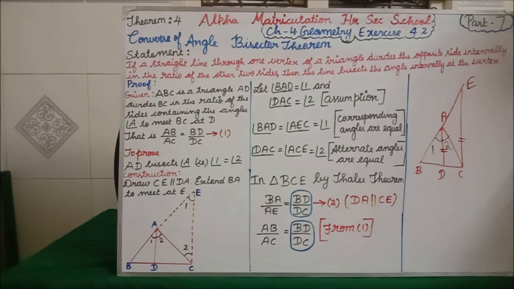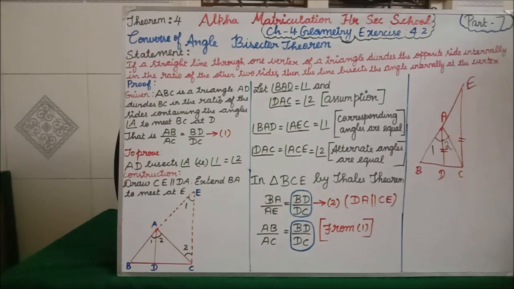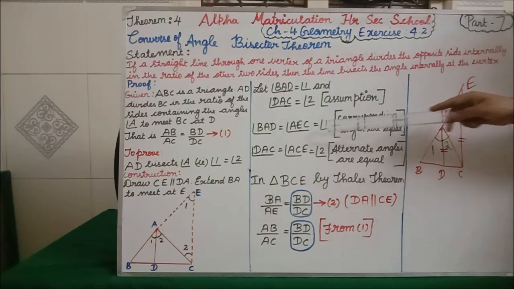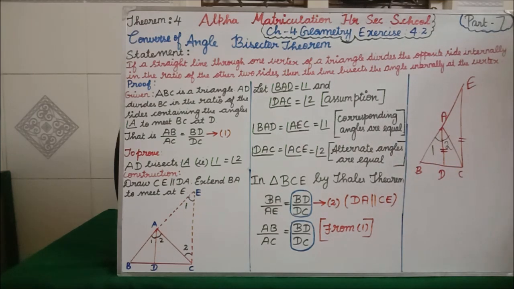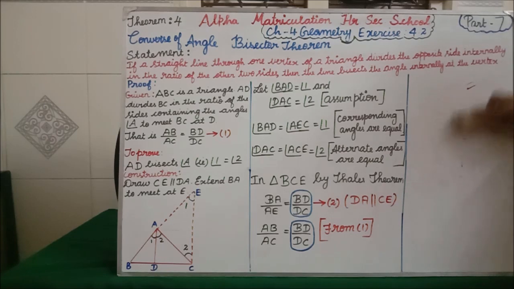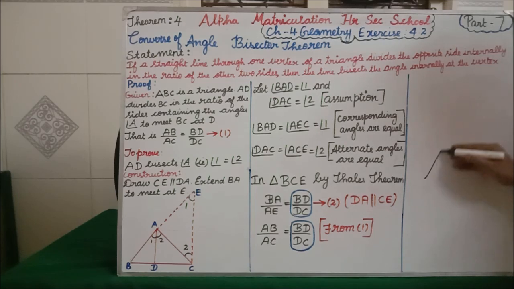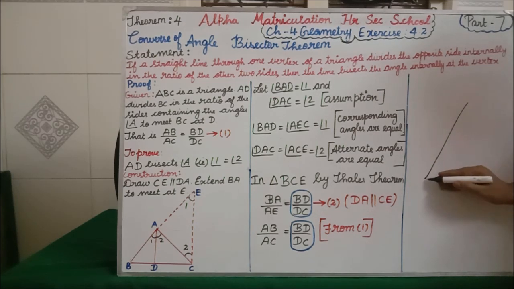Next, angle BAD is equal to angle AEC equal to 1, I am writing. How am I writing that? Students, all of you listen here. Where is the BAD line? Here the B line is there, here the A line is there, and here the D line is there.